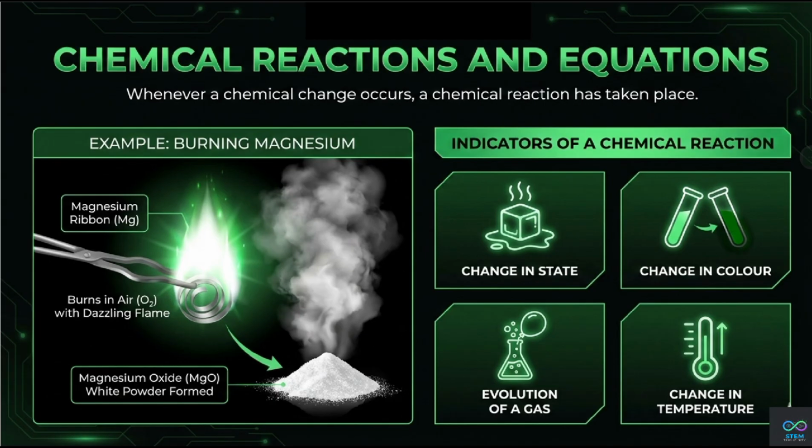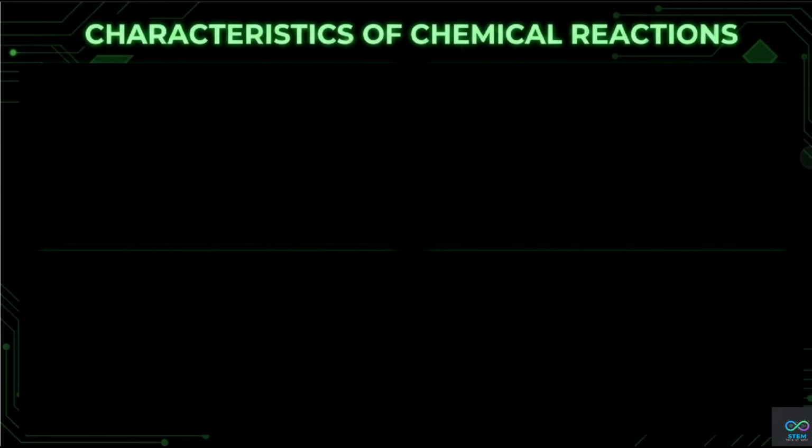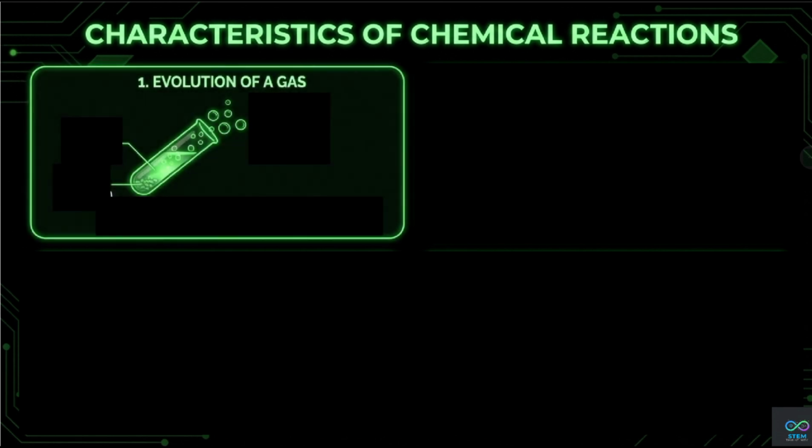The conversion of reactants into products in a chemical reaction is often accompanied by some features which can be easily observed. The easily observable features or changes which take place as a result of chemical reactions are known as characteristics of chemical reactions. Evolution of a gas.